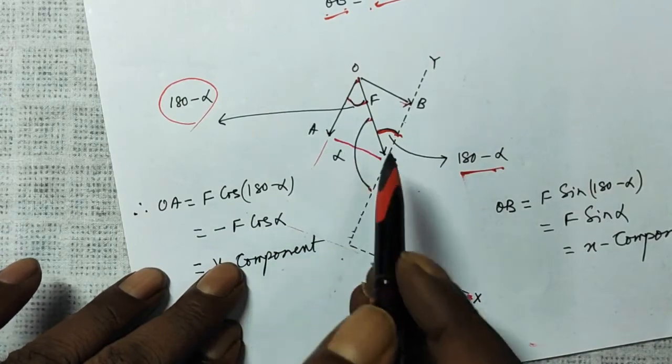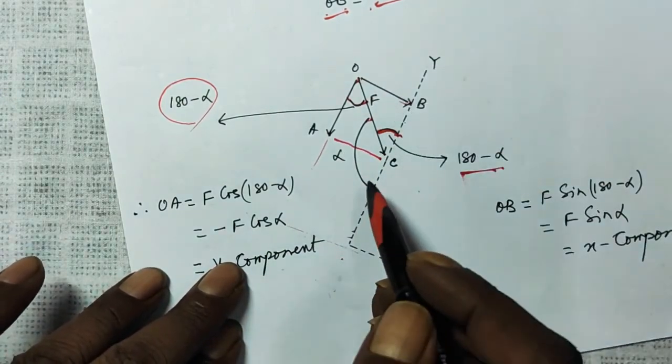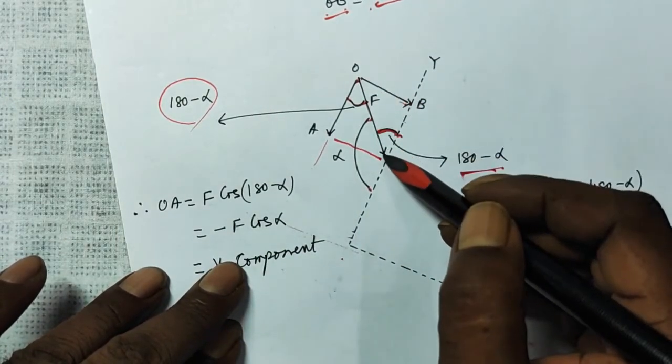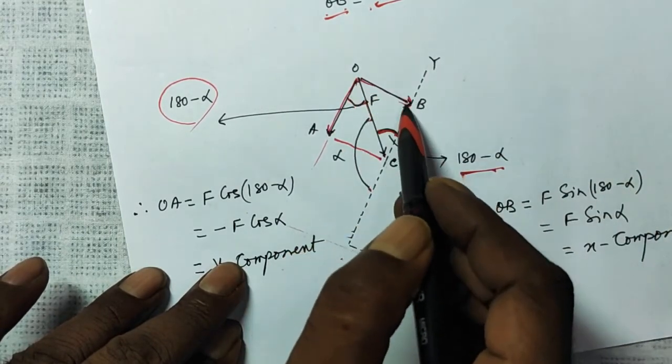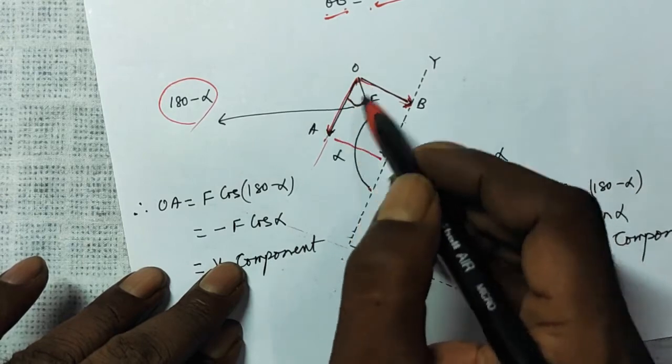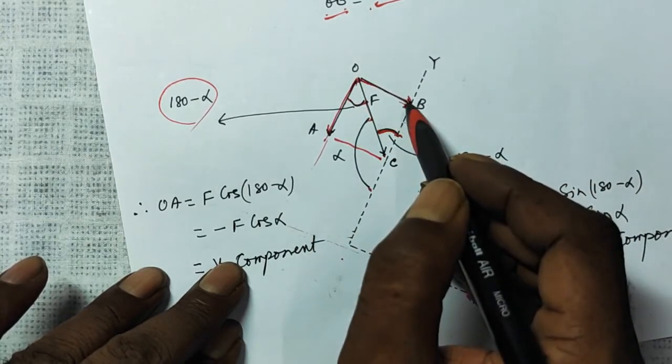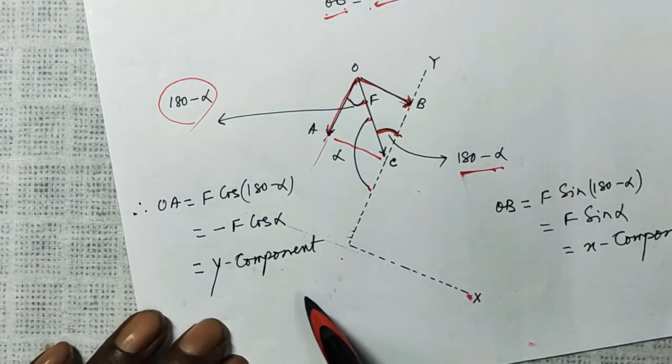So the two components of the force F, one component is this OA, the other component is this, and the angle between this component and this component is 90 degrees. Therefore, they are rectangular components.